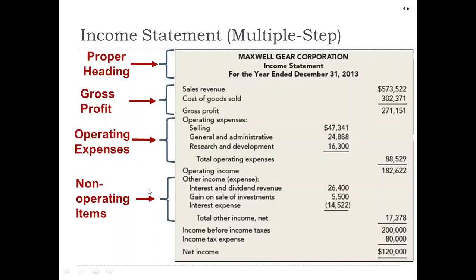And just like the single step that we saw earlier, the income tax expense is shown separately to derive the net income. So this multiple step, it's the same information as in the single step income statement, just rearranged to provide more meaningful information. So it's categorized into various categories, like the gross profit area, operating, and then non-operating items are separated out. Multiple step income statements give us more information about a company.